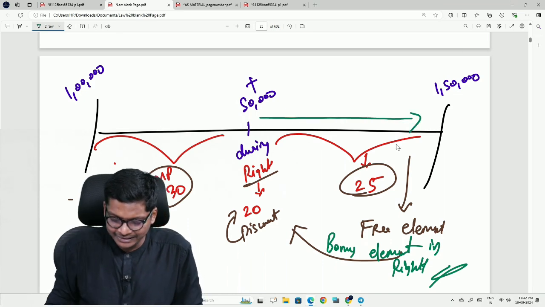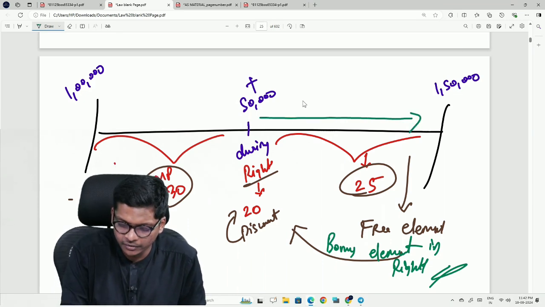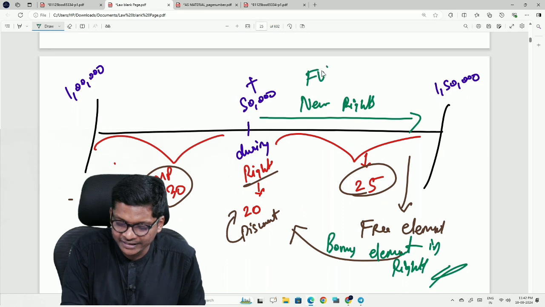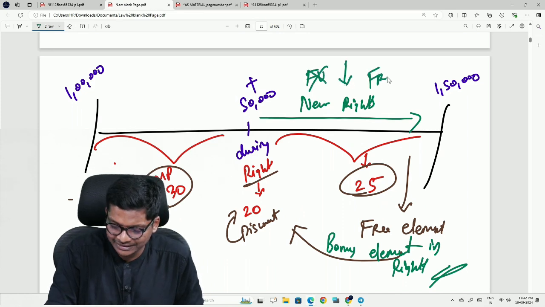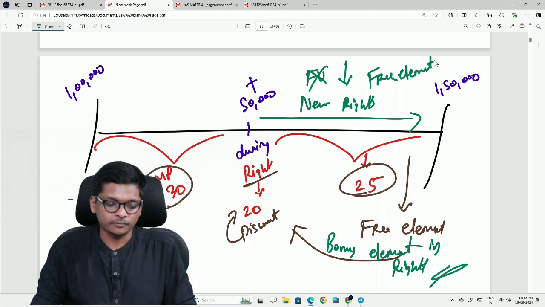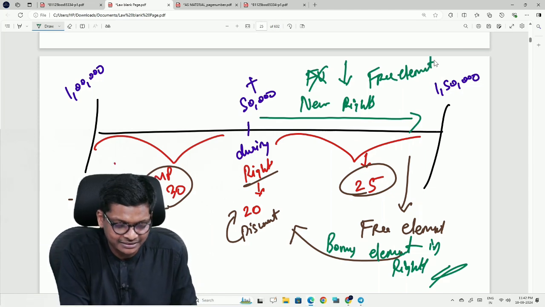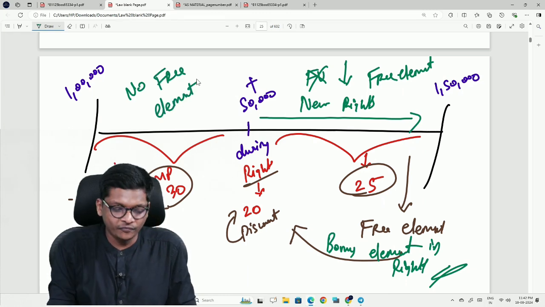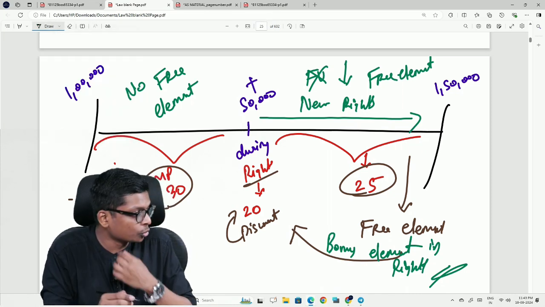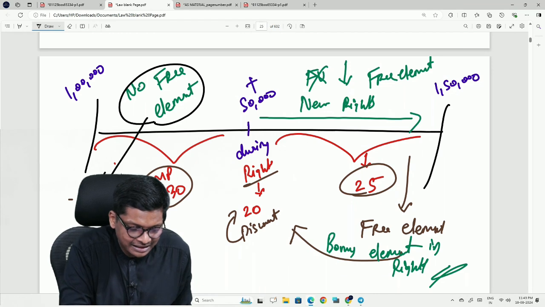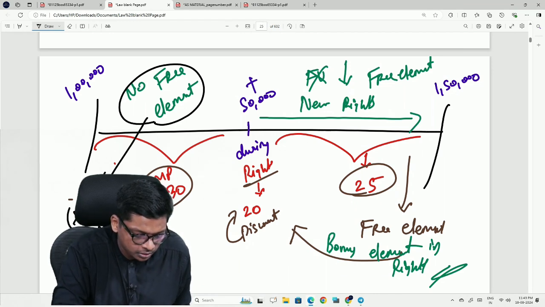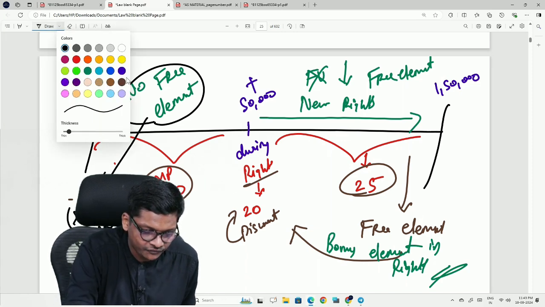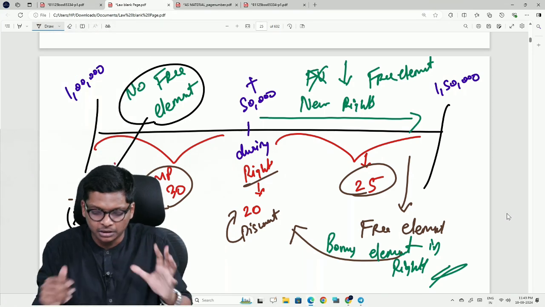So, after rights, in the right hand side, we have new rights where shares are issued not at market price but a little less, therefore, there is some free element over here. In the left hand side, there is no free element. So, what I have to do for the opening shares, I have to add the free element. For the left hand side, I have to add what, guys? The free element has to be added. This is the crux logic.